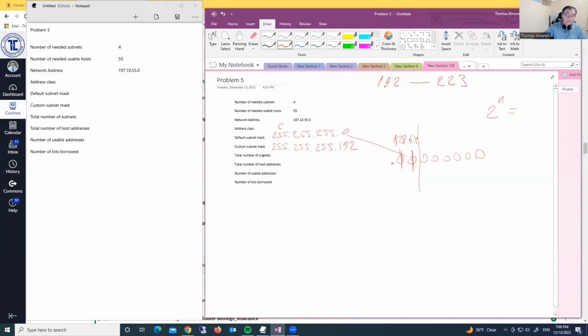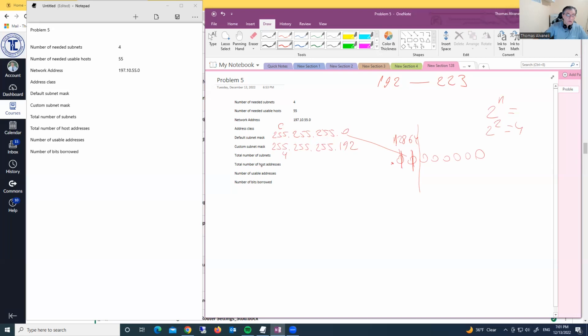Total number of subnets, how many subnets we have? Okay, how many subnets we created? So how many bits we borrowed? We borrowed 2 bits, so 2 to the power of 2 is 4. Total number of subnets, we have 4.